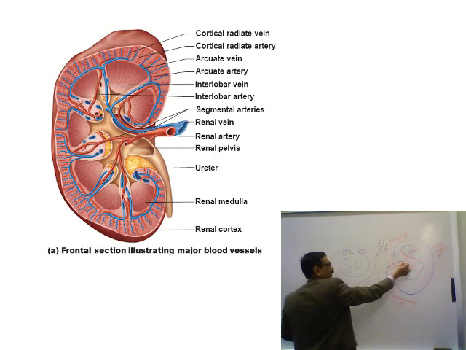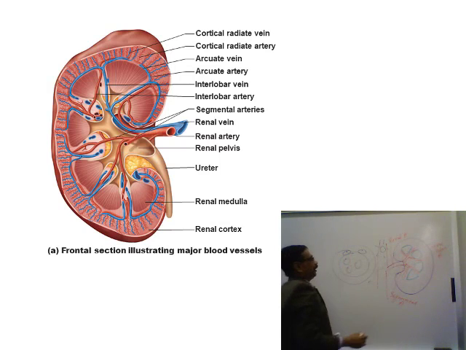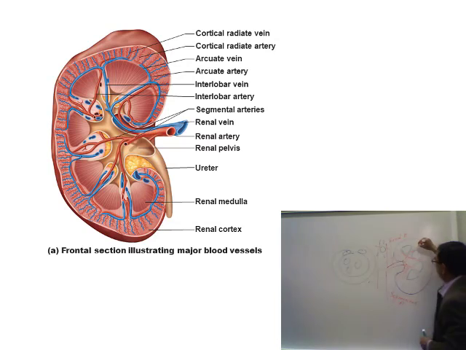Arteries, and then from segmental arteries branches arise and they pass through the renal columns in between the pyramids, and now these are called the interlobar arteries. And then from the interlobar arteries branches arise and they move along the base of the pyramid.